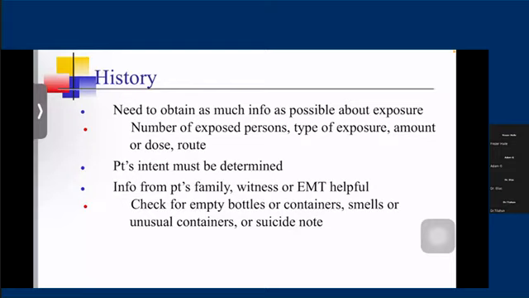And if it is difficult to get the history from the patient himself, we need to proceed to collateral history. We can try to get history from the family, from any witness, or from EMT. We can check for empty bottles and containers, even check for the smell of the patient, and unusual containers found close to the patient. And if possible, look for a suicide note, since some patients write a suicide note before committing suicide. So we have to look for it.